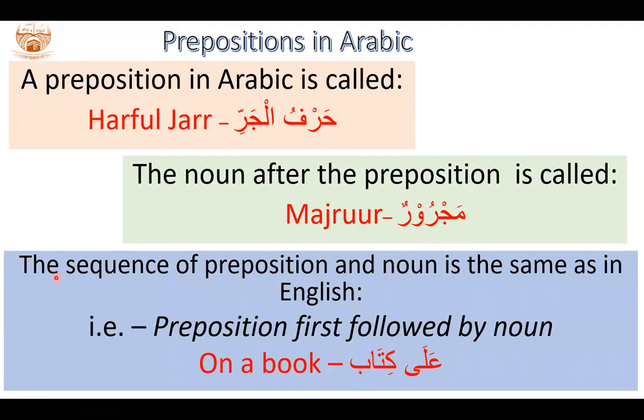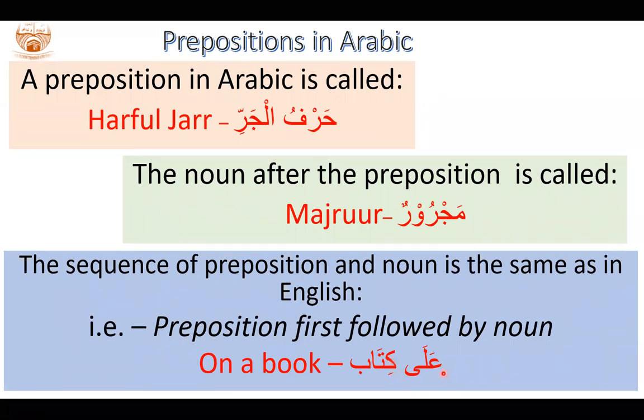The sequence now. How do we use them in Arabic? This tells us that the sequence of the preposition and noun is the same as in English. Preposition first, followed by noun. So if you say "on a book," what would we say? The word for "on" is ala. So you have "on" first, followed by the word book, which comes after. Ala kitab. We'll get into the voweling of it now.